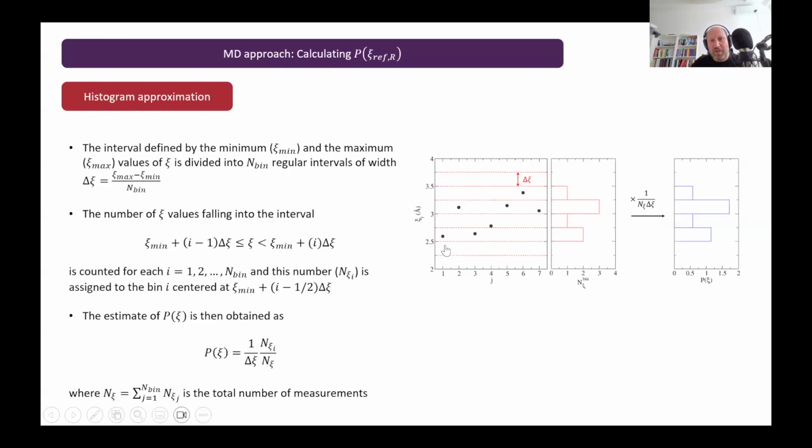In histogram approximation, I simply count how many measurements fall into each of these intervals. I have no measurement in the first interval, so I mark 0 here. I have 2 measurements in the second interval, 1 measurement here, 3 measurements here, etc. And then I need to normalize the result properly. Of course I need to divide by the number of measurements so that the sum of all columns is unity. And then I need to divide by the width of bins, so that when I integrate the resulting function, it's properly normalized. So the integral should be 1.